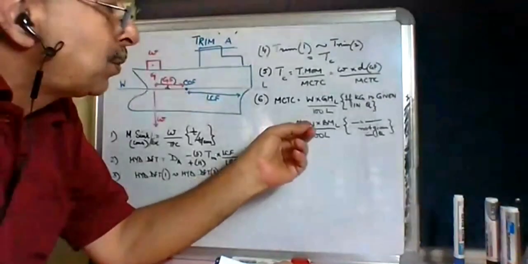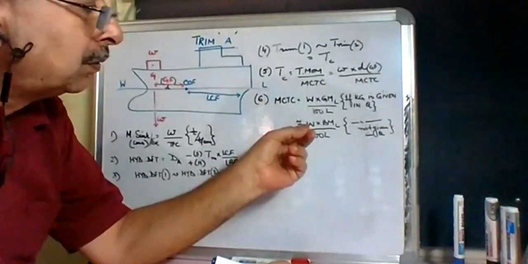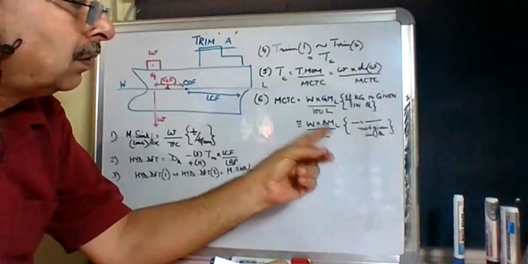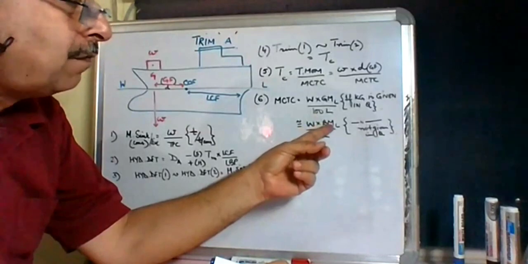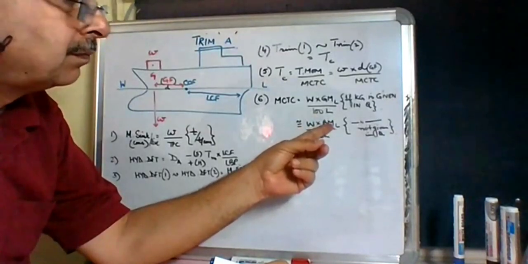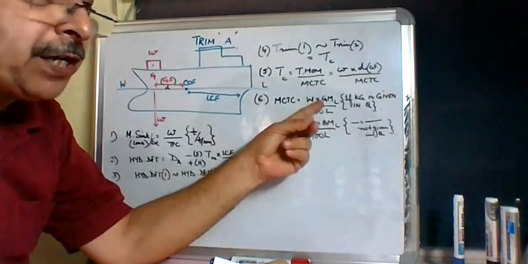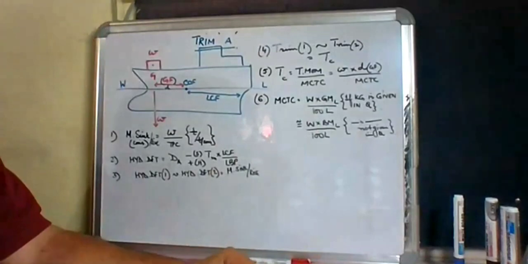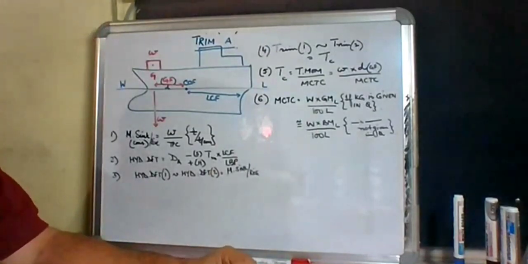Where W is the displacement of the vessel, capital W, L is the length, BML is the vertical distance between center of buoyancy and longitudinal metacenter, and GML is the vertical distance between center of gravity and longitudinal metacenter. Both are vertical distances.